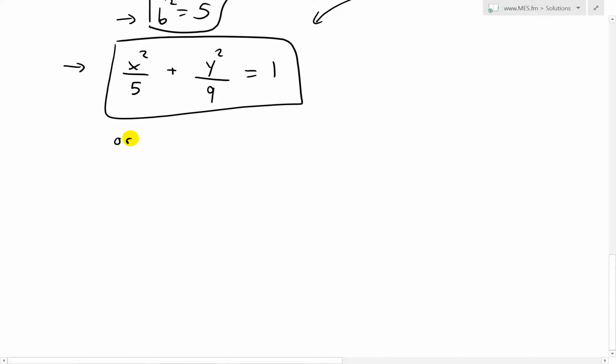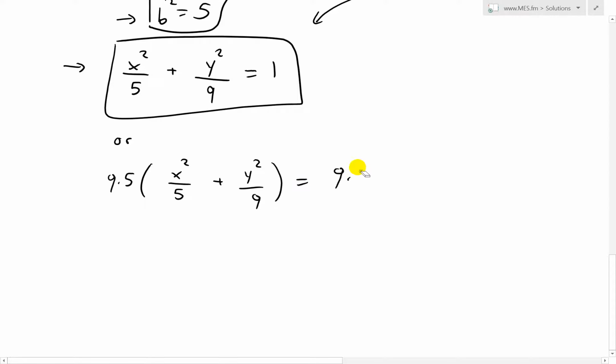Or we could simplify it by multiplying both sides by 9 times 5 to get rid of the denominators. So we have 9 times 5 times x squared over 5 plus y squared over 9 equals, on this side, 9 times 5.